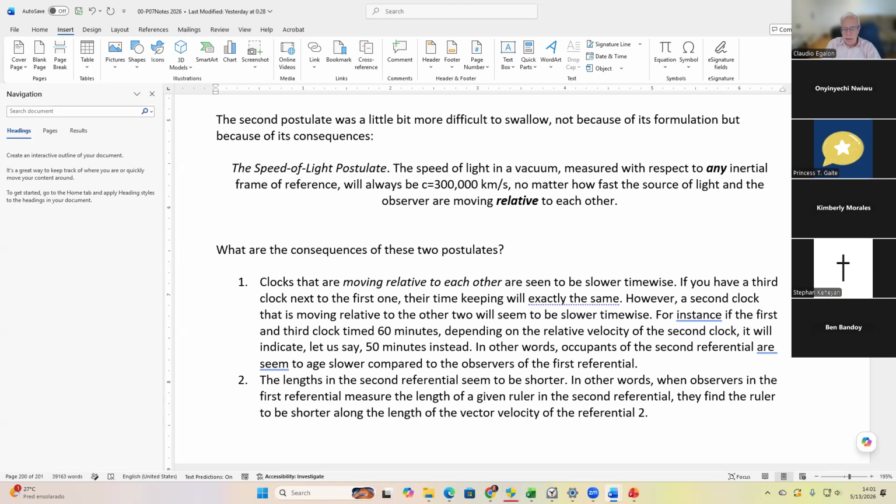So those are two important consequences. There are more.